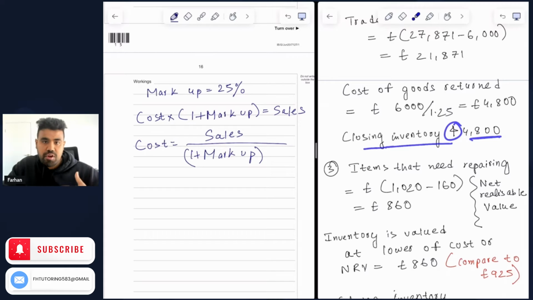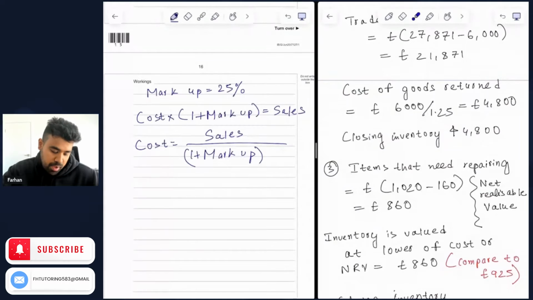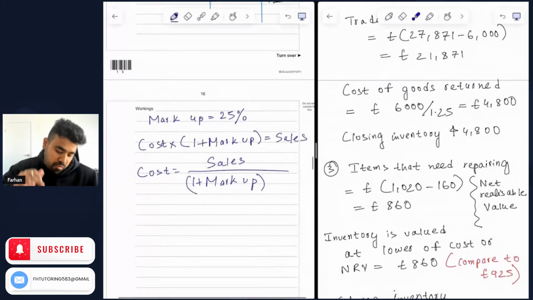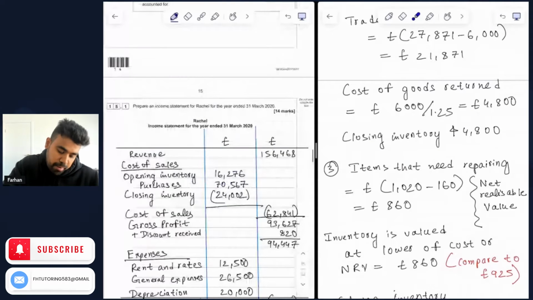Logically, this is because the customer has returned the items to us and the cost of the items that Rachel paid for was £4,800, which means an additional £4,800 need to be included in the closing inventory, which reflects the fact that these inventory are those inventory that haven't been sold yet at the end of the financial year on 31 March 2020. Okay, so let's move on to additional information 3.